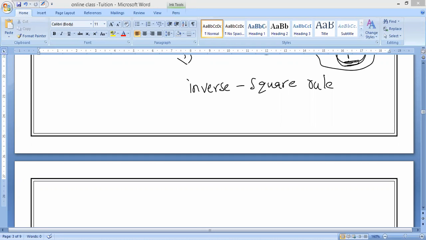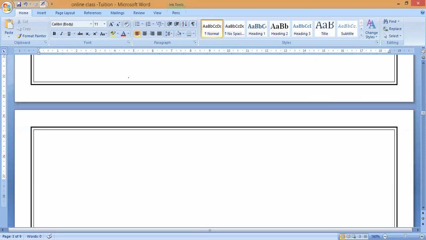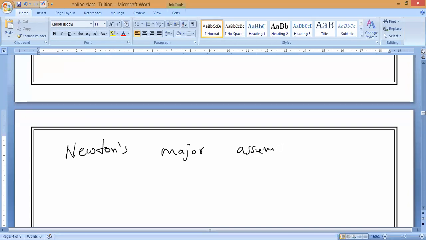But for his main purpose, Newton made an assumption about the orbit of a planet around the sun. What is that important assumption of Newton's? He assumed circular motion. To derive this inverse square rule, that was Newton's main assumption.